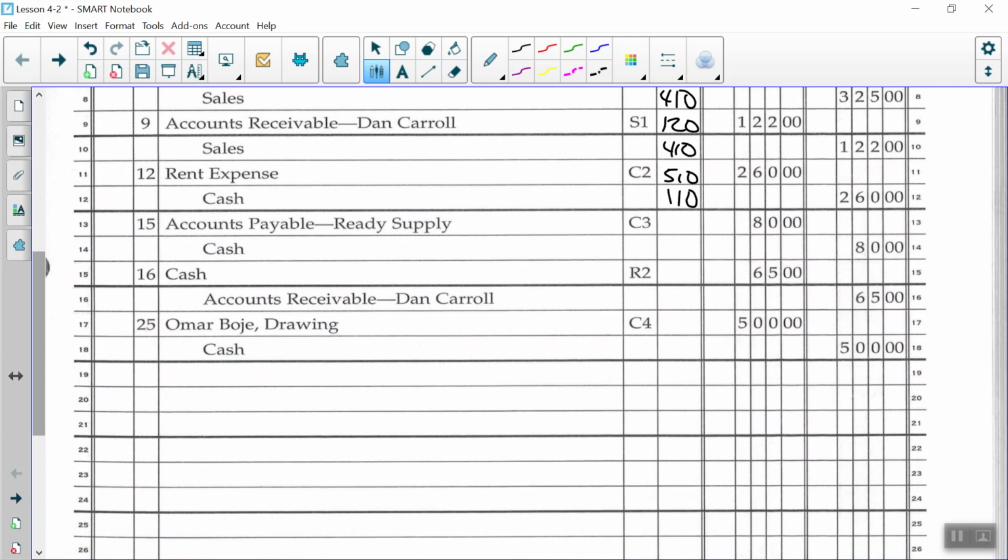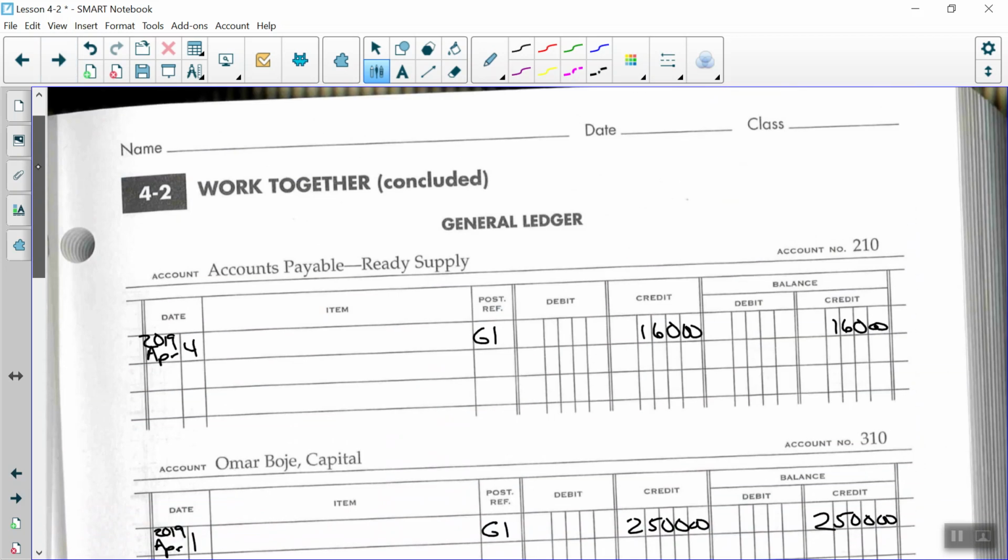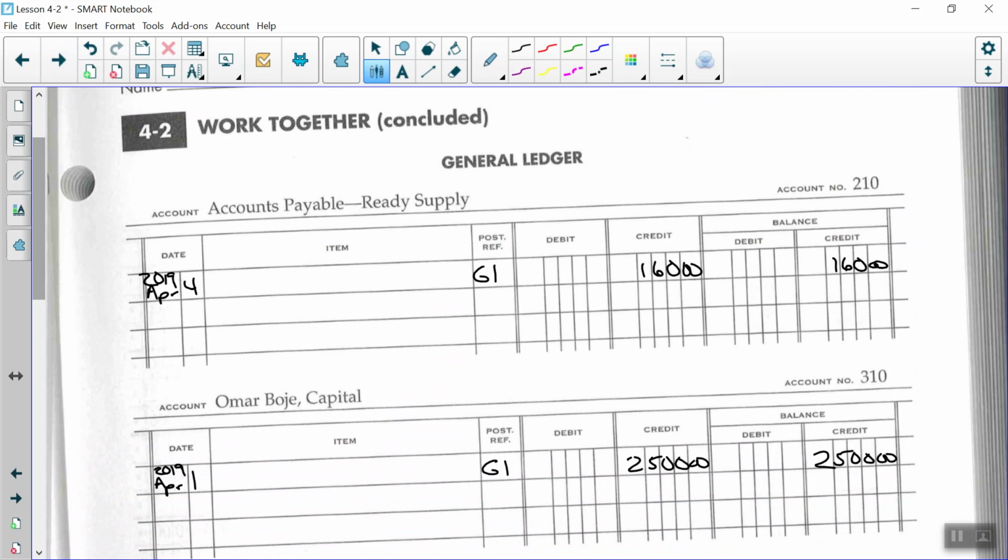All right, we paid cash on account to Ready Supply, $80. So we're going to go find Ready Supply. Back on page 63, yep, top of 63. So we paid on the 15th. Again, G1, we're debiting $80. 160 plus or minus 80? Minus. So 160 minus 80 is 80. Okay. Questions?